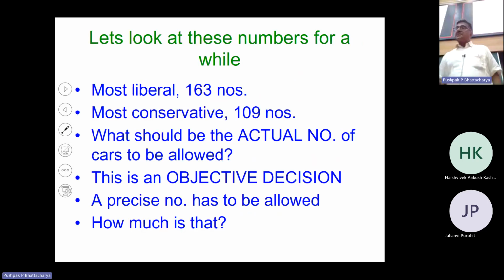So most liberal is 163 cars. Most conservative is 109 cars. What should be the actual number of cars to be allowed? This is an objective decision because finally the authorities have to bring out a notice: no more than n cars will be allowed on the bridge. So a precise number has to be allowed. How much is that? Now let's see the approach.